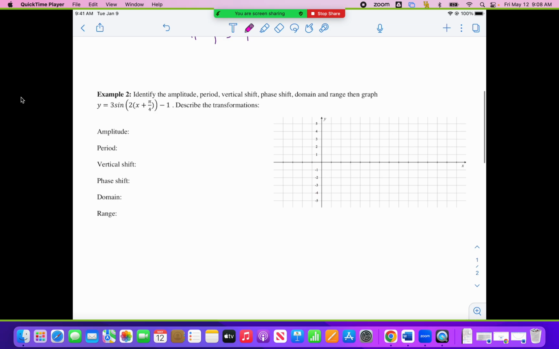Hopefully you got pretty far. So, Brennan, what was one transformation you can tell me? Yeah, that'd be a shrink, right? Horizontal shrink of 1/2. Elise, what was another one? Vertical stretch of 3. Good job.